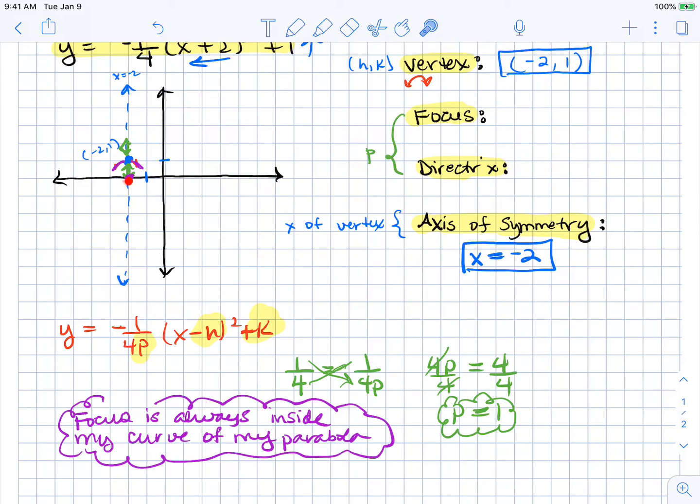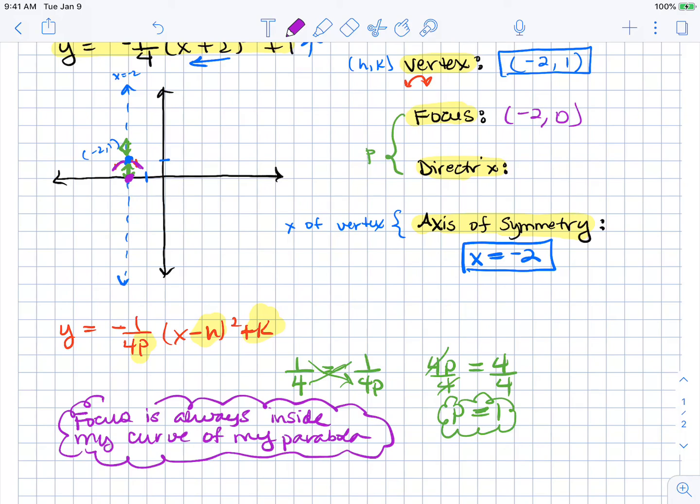So this point right here, it's going to be 2 over on the x-axis. So I can say that's going to be -2, and that my y value is 0. So I have a point now for my focus.